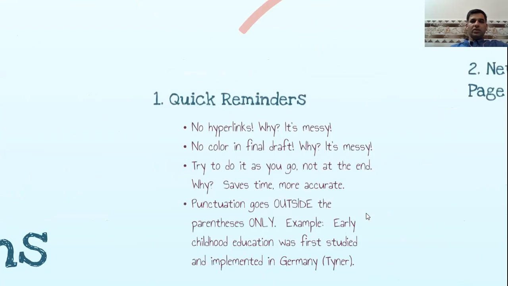Quick reminders: no hyperlinks. Why? Because it's messy. No color in the final draft. Why? Because it's messy. Try to do it as you go, not at the end. Why? It saves time and is more accurate. And also do it while you are drafting your essay.